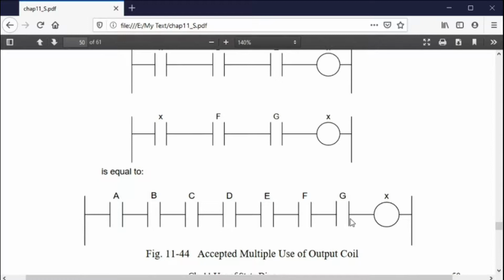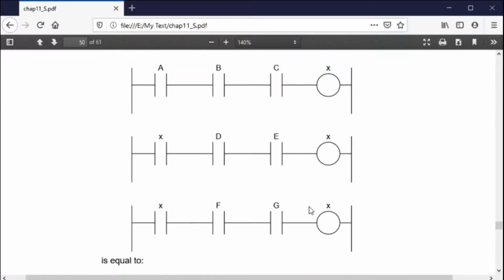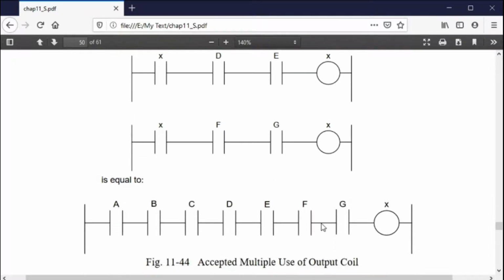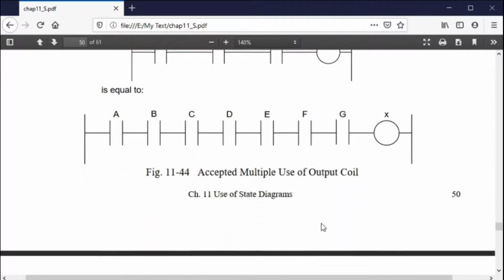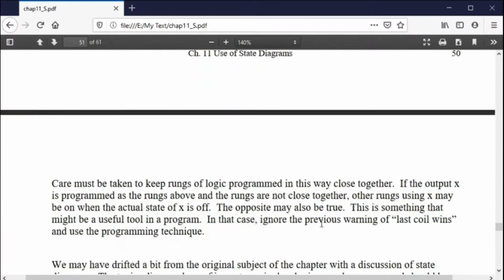You say, well, that's not fair. Somebody ought to take that away from them. Well, at times this is a very useful concept, and you want to be able to accomplish this. So now we've let you open the box and say, I see why they don't block you from doing this. Last coil wins, every once in a while, is for your benefit. So that gives you the idea of why last coil wins is actually beneficial.